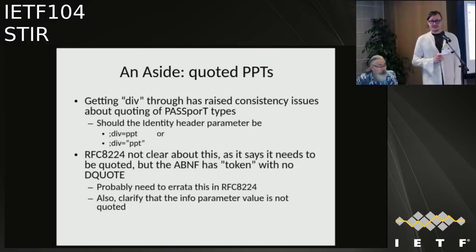Probably we need to errata this and clarify which of these parameters of the identity header are actually quoted. Since this has come up in connection with DIV, we're trying to make this consistent across a whole slew of drafts that are actually doing new passport types. We should fix that. Next slide.